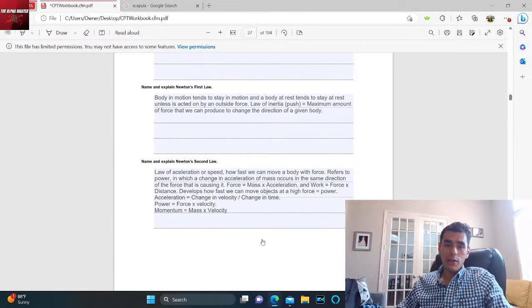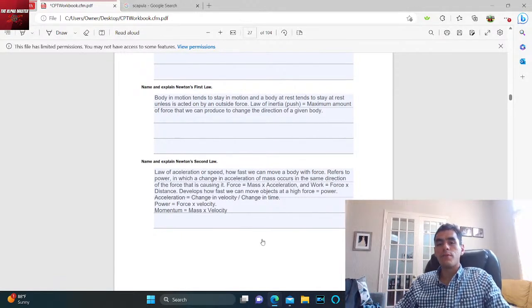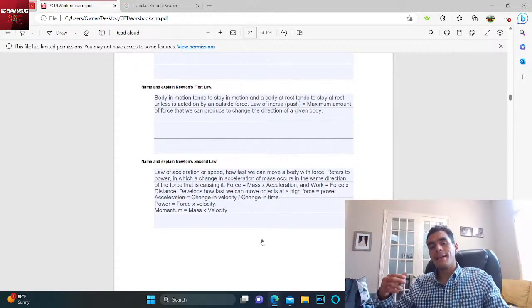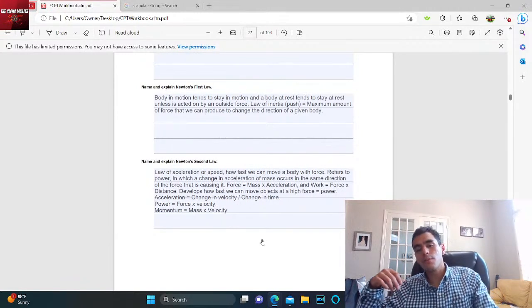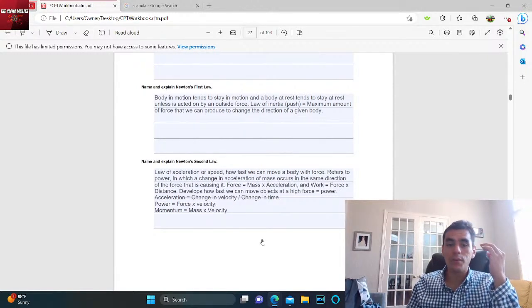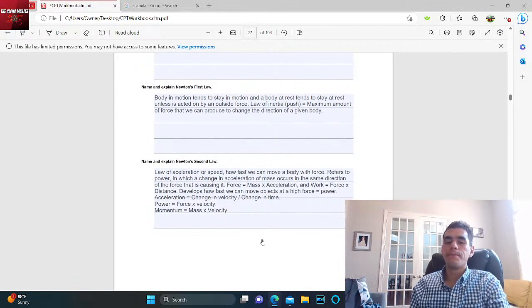So Newton's second law is going to be the law of acceleration or speed, how fast we can move a body with force, which refers to the power in which a change in acceleration or of mass occurs in the same direction of the force that is causing it. Force is mass times acceleration, and work is force times distance. It develops how fast we can move an object at a high force. That's going to be with power.